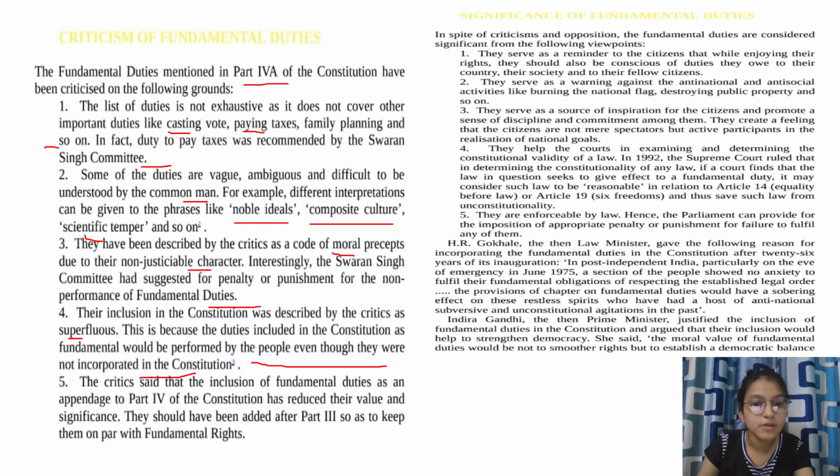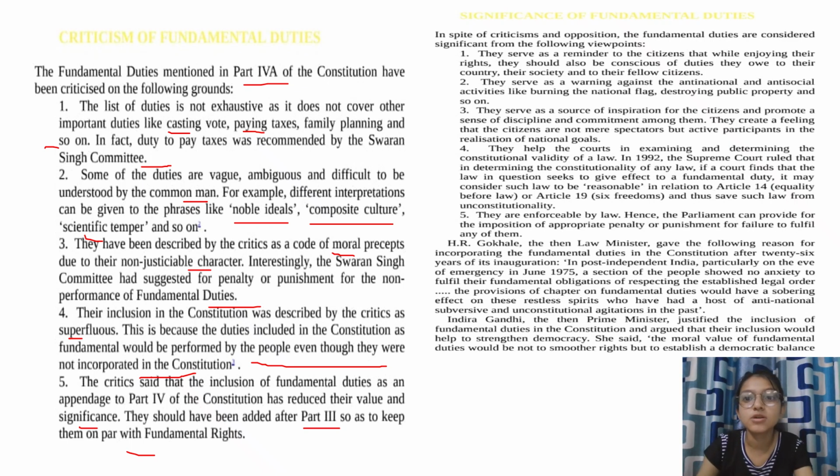The critics say that the inclusion of fundamental duties as an appendage to Part 4 of the Constitution has reduced their value and significance. They should have been added after Part 3 so as to keep them on par with fundamental rights. So another critic said that the duties should be along with fundamental rights. As I said, two sides of the same coin. Then it would have some meaning. But the structural position is reducing the very importance of the fundamental duties themselves. So this is another point given by the critics.